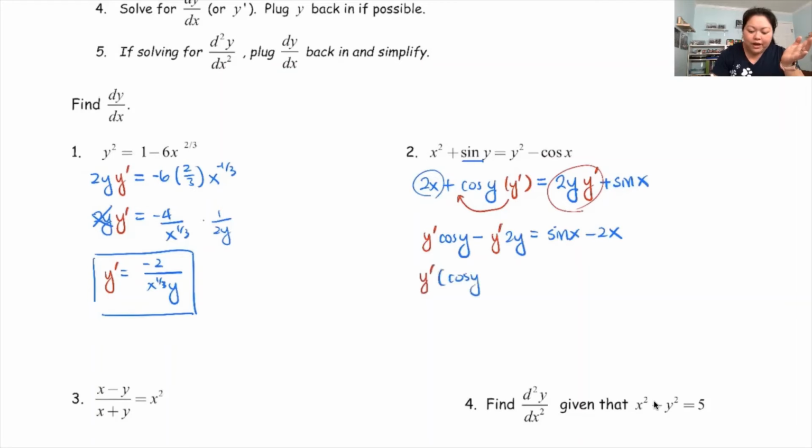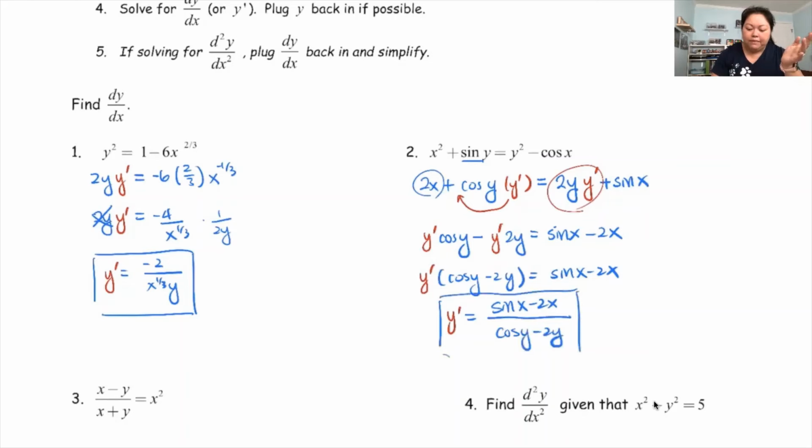You get cosine of y minus 2y, and you still have sine of x minus 2x on the right-hand side. And then, last but not least, to get y prime by itself, you will get sine of x minus 2x all over cosine of y minus 2y. And that is your y prime. Again, as I mentioned before, it gets a little bit more complicated because you have more terms now and there's a lot of things embedded. So your final answer is going to be a little bit more difficult.